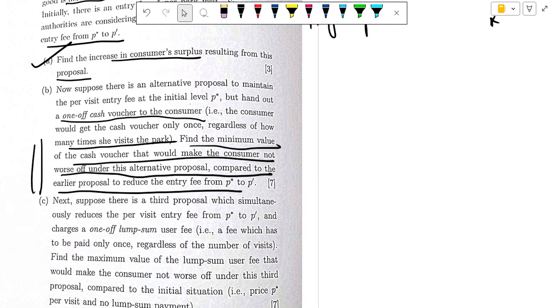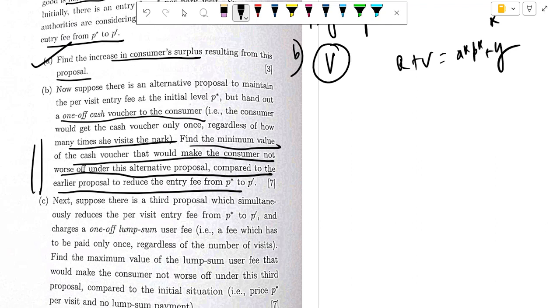So in this case, let's note the value of the cash voucher as V, okay. So now R plus V is X star P star plus Y. The consumer is receiving a one-off cash voucher, so the effective income increases by V. The utility was U equal to XY, therefore the utility with voucher, W with V, is X dash into 1, that is X prime. So X prime is the number of visits the consumer makes to the park after receiving the cash voucher.